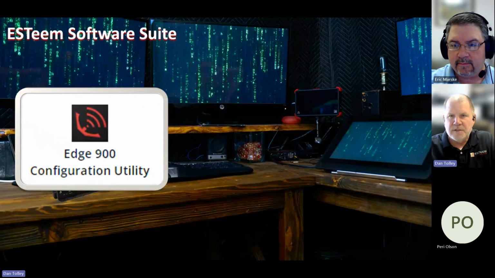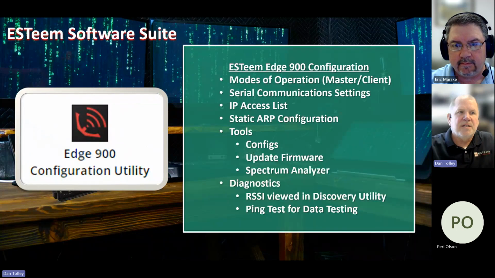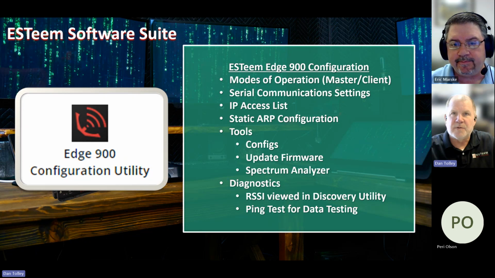As we move forward today, what we're looking at is the Edge 900 configuration utility. This is designed to give us the ability to get in and configure the Edge 900. This is where we can set the modes of operation, whether it's a master or a client. We can fine tune the serial communication settings if you're running serial communications. We can set an IP access list, restrict some of that traffic, and set up static ARP configurations. We can update firmware right from this utility. We can run a spectrum analyzer so you know which channel to choose for your operation.